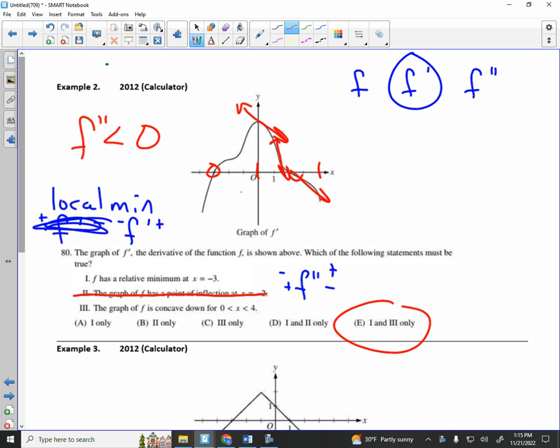Third. So this information tells us about F. Yep. Yes.